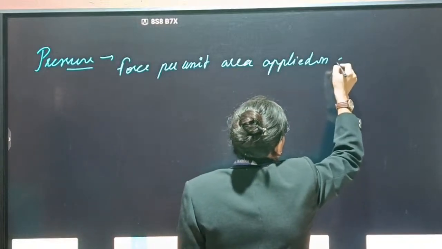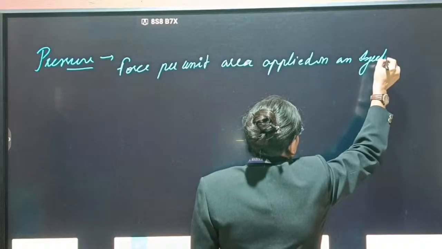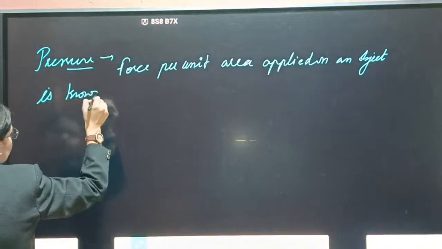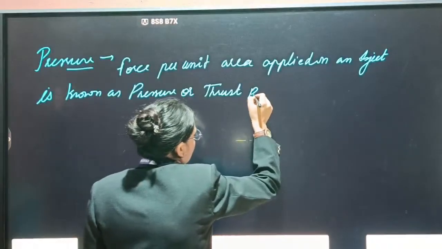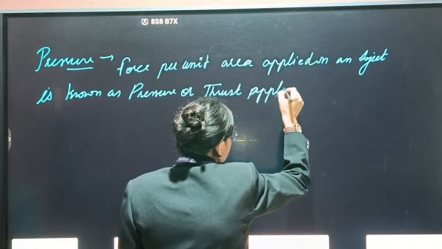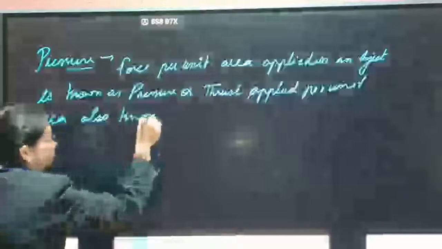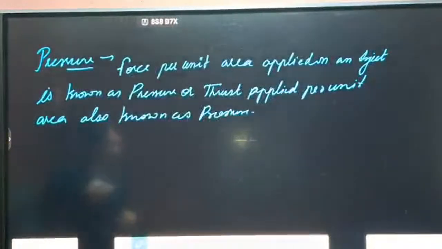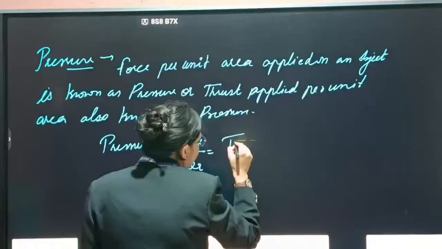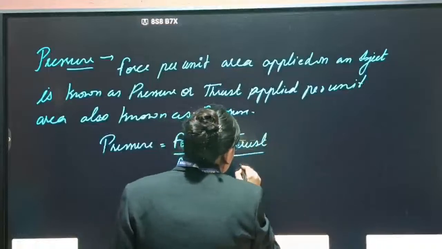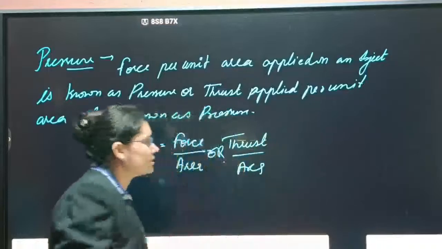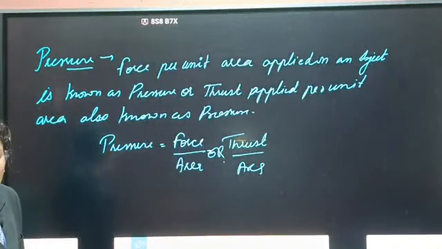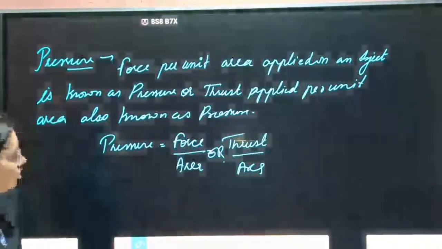Force applied on an object per unit area is known as pressure. Okay, how much pressure is applied, how much thrust is applied per unit area. Also, thrust per unit area we call pressure only. Force per unit area also, we are applying per unit area, then we can call it pressure only.